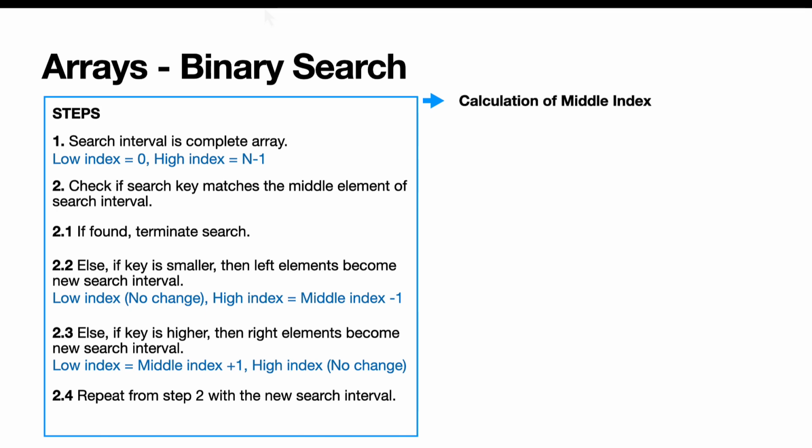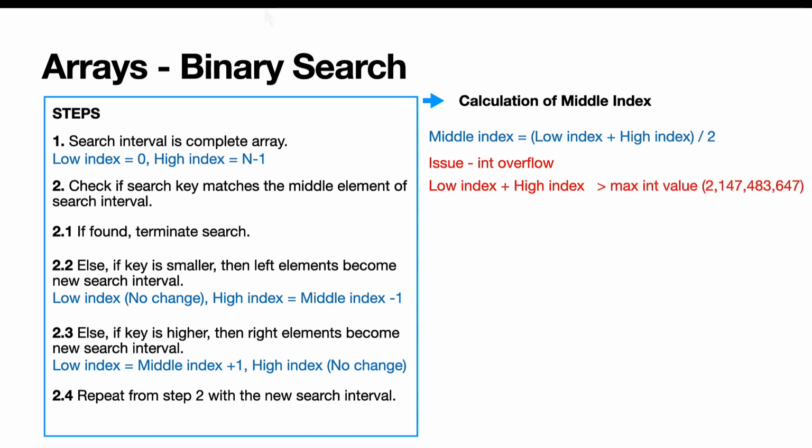Let's quickly check how we calculate the middle index. The middle index is calculated by taking the sum of low index and high index and dividing by 2. But this could have an issue of int overflow. In the case of very large arrays, the sum of low index and high index could become greater than the max value of int. This would lead to incorrect result or an error when we perform the binary search. To overcome this issue, we slightly change this equation. We first take the difference between high index and low index, divide by 2, and then add the result to the low index. This prevents the int overflow, but the end result would be the same.